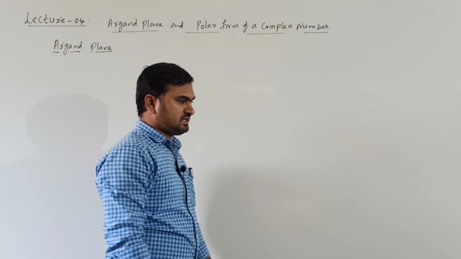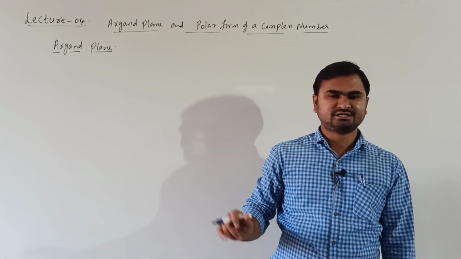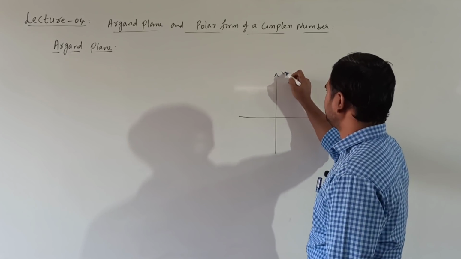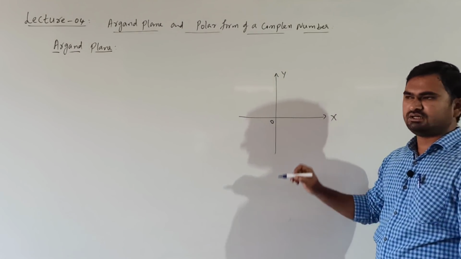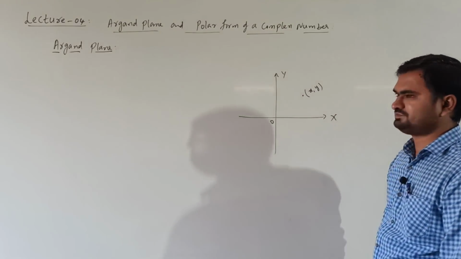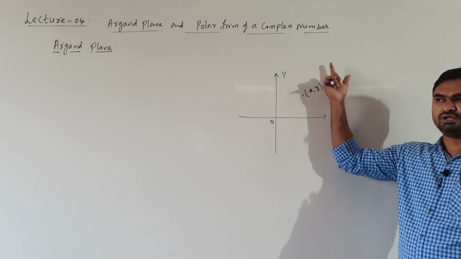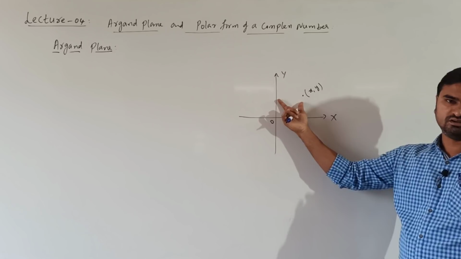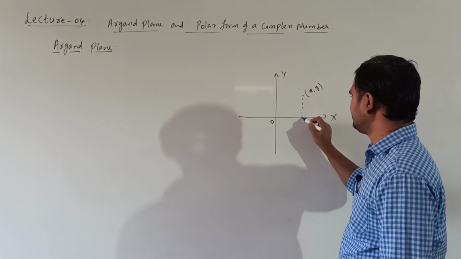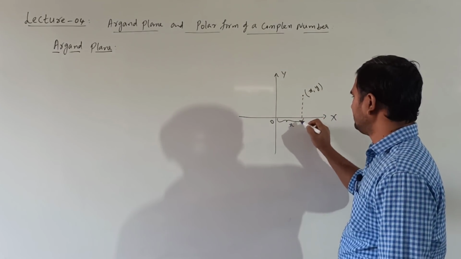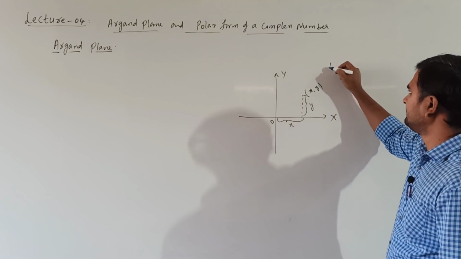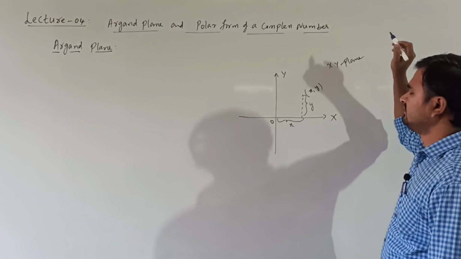Now if you observe, in real numbers we studied a plane called the xy plane. In geometry we studied the xy plane, where each point in this plane can be represented as an ordered pair in the form x comma y, where x is the distance along the x axis and y is the distance along the y axis. This is what we studied in the xy plane.